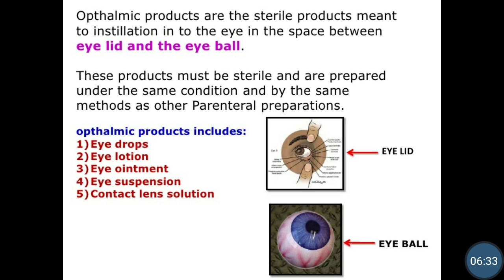So which are the different ophthalmic products according to their physical form? They are categorized in different categories like eye drops, eye lotions, eye ointments, eye suspension and contact lens solution. These are the 5 types of ophthalmic preparation. Again, in those preparations different types of drugs are incorporated according to their need.